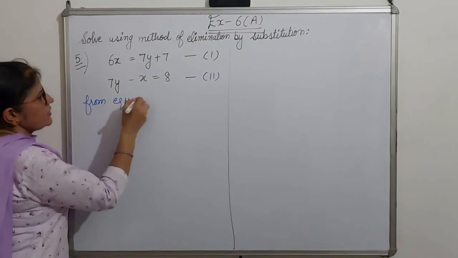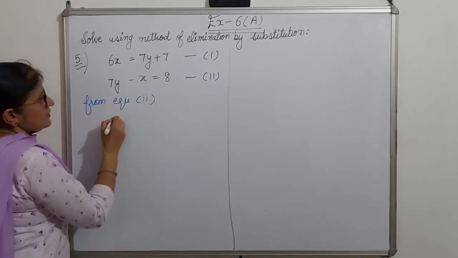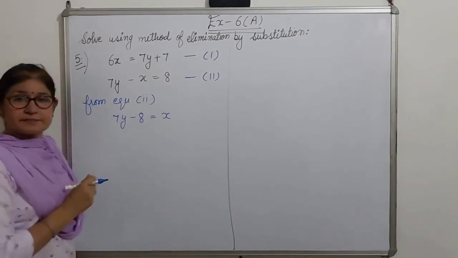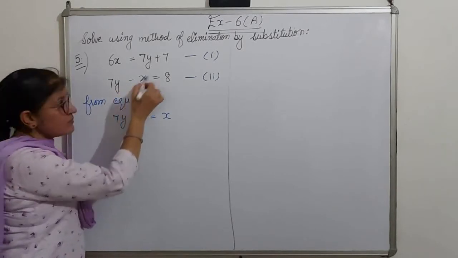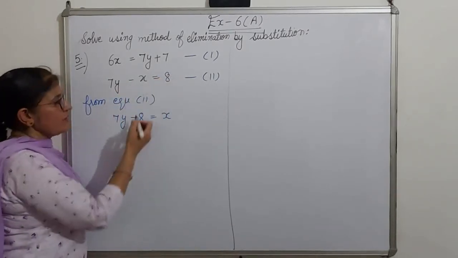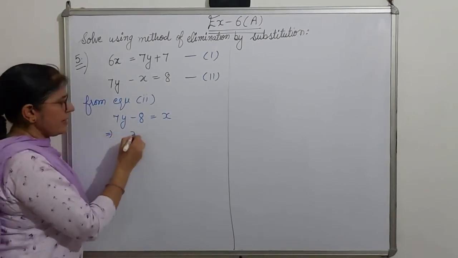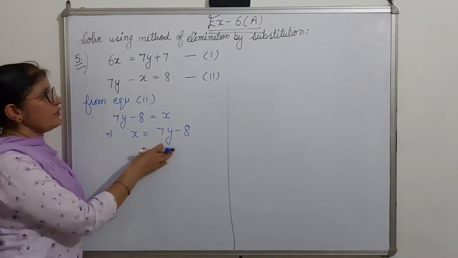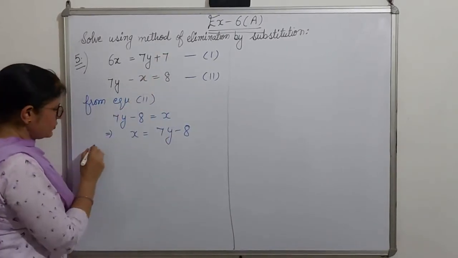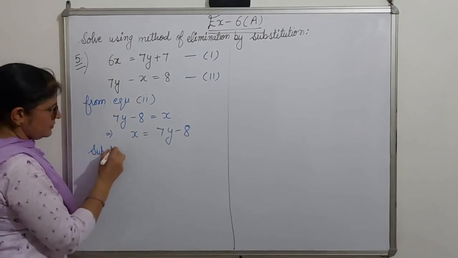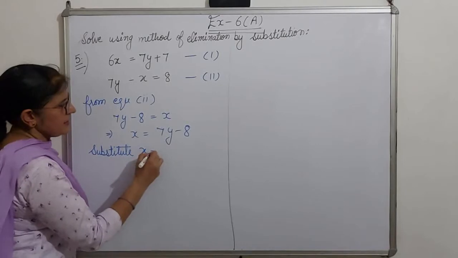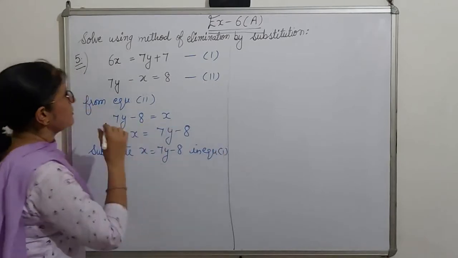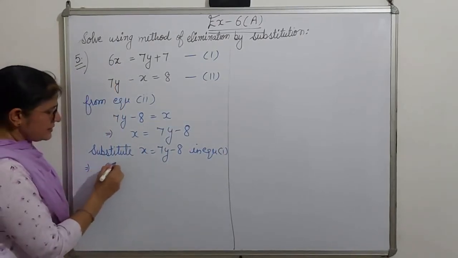From equation second, 7y minus 8 is equal to x. See here, this minus x goes that side, and 8 will come this side in minus, or you can write x is equal to 7y minus 8. Things are the same. This value you have to substitute in 1. Substitute x is equal to 7y minus 8 in equation 1.